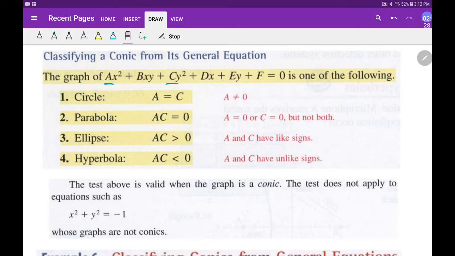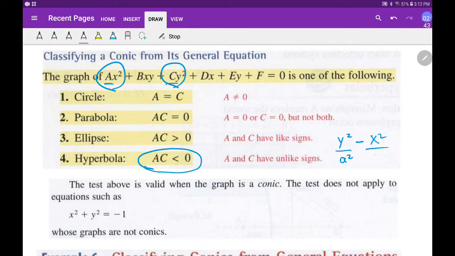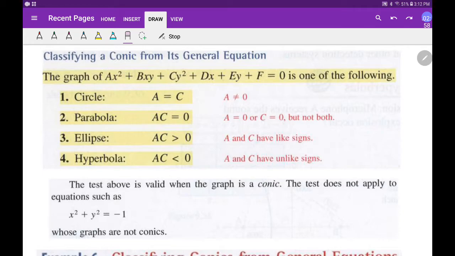So this would be the ellipse, where they're both positive because I'm adding. All right, what happens when they're negative? When A and C multiplied together are negative, that means one of these guys is negative, and I'm going to get something like this over a squared, and x squared over something, subtracting. If it was adding, that'd be an ellipse, but it's not. It's subtracting, so it's a hyperbola.